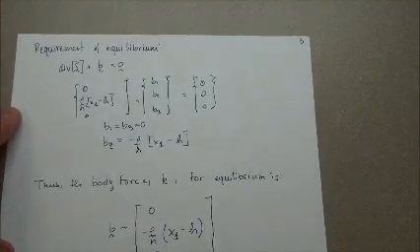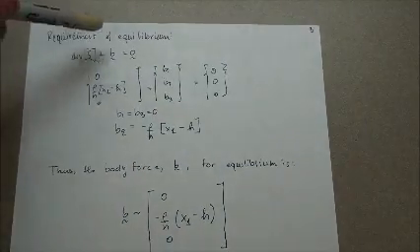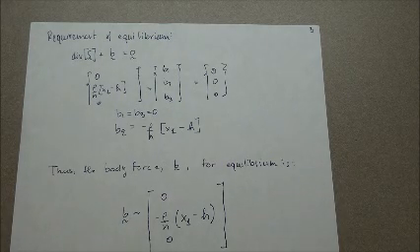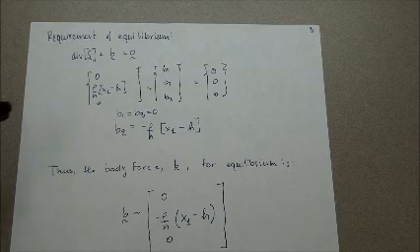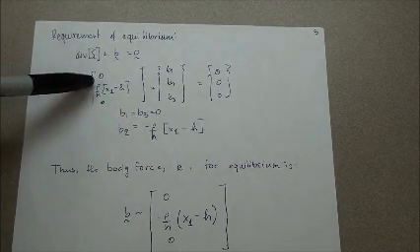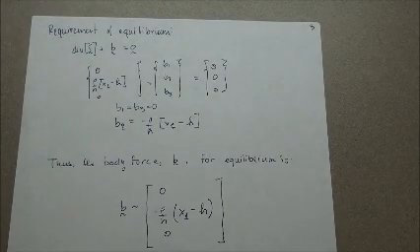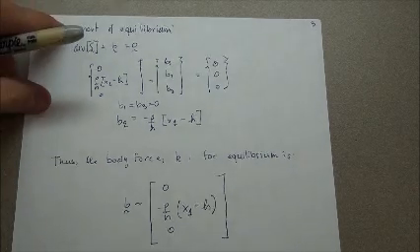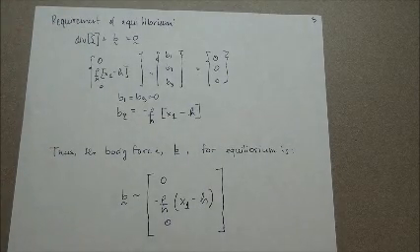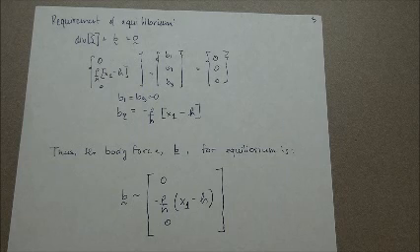Revisiting the requirement for equilibrium, the divergence of S plus the body force is equal to the zero vector. So we end up with this expression. We can see that B1 and B3 are 0, while B2 is negative rho over h times the quantity x1 minus h. Thus, the body force required for equilibrium is given by the component 0 in E1, negative rho over h times the quantity x1 minus h in E2, and 0 in E3.